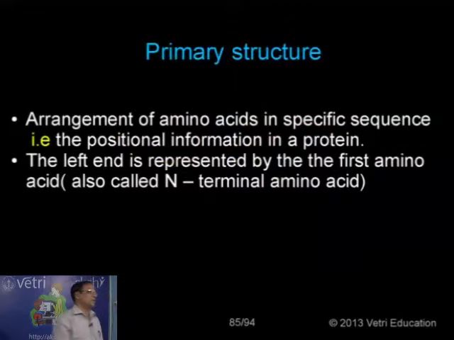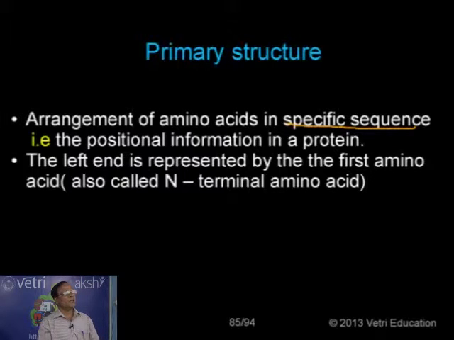Now the primary structure. I mentioned already the arrangement of amino acids in a specific sequence, and that gives positional information of the amino acids. It is the linear arrangement of amino acids one after another to form a long thread of protein, nothing but a polypeptide without any folding. That specific sequence in a linear fashion is called the primary structure, which gives the positional information in a protein.